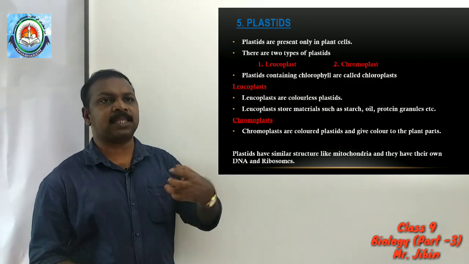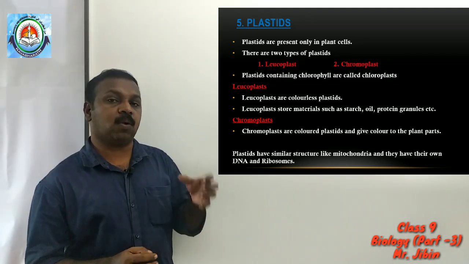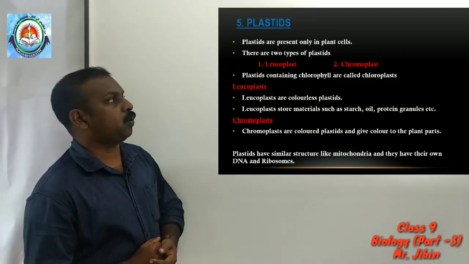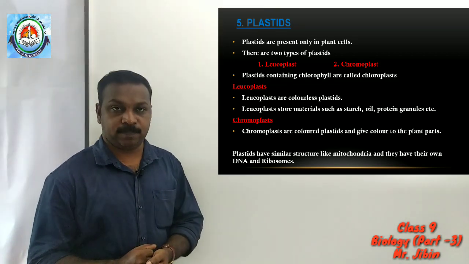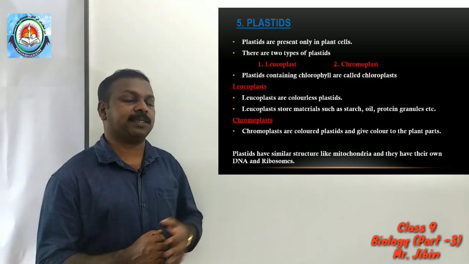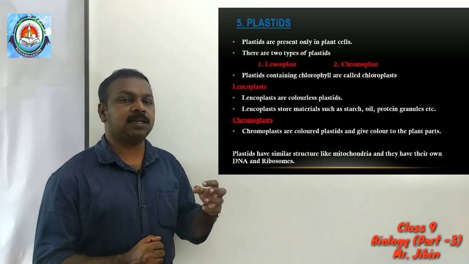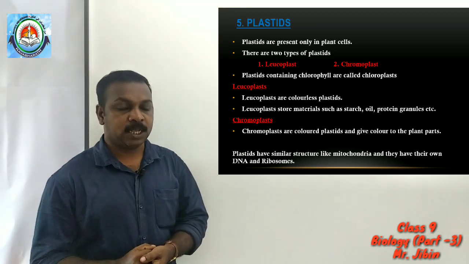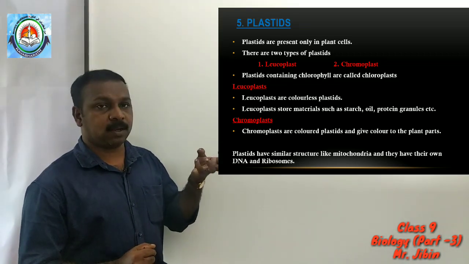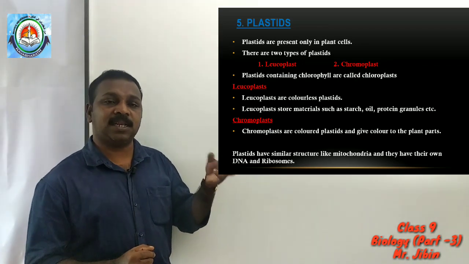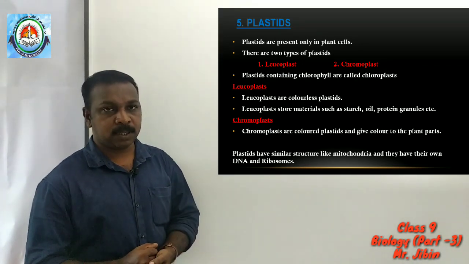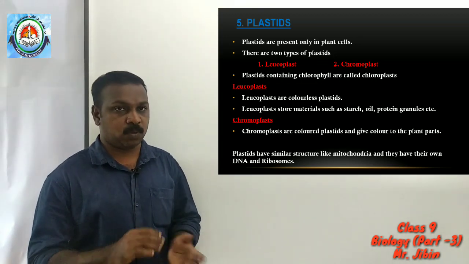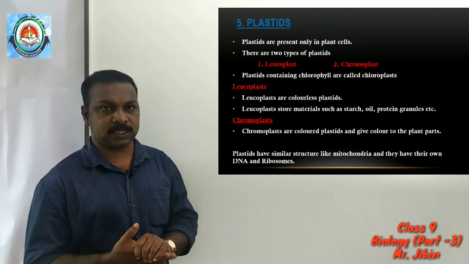Okay. But some other plastids are there which have chlorophyll in them. Such plastids are known as what? Chlorophyll. Means in some plastids it contains chlorophyll pigment. You know what is chlorophyll? Green colored pigment. This green colored pigment called chlorophyll is present in some of the plastids. So such plastids are called chloroplast. Chlorophyll is present, so that is chloroplast.